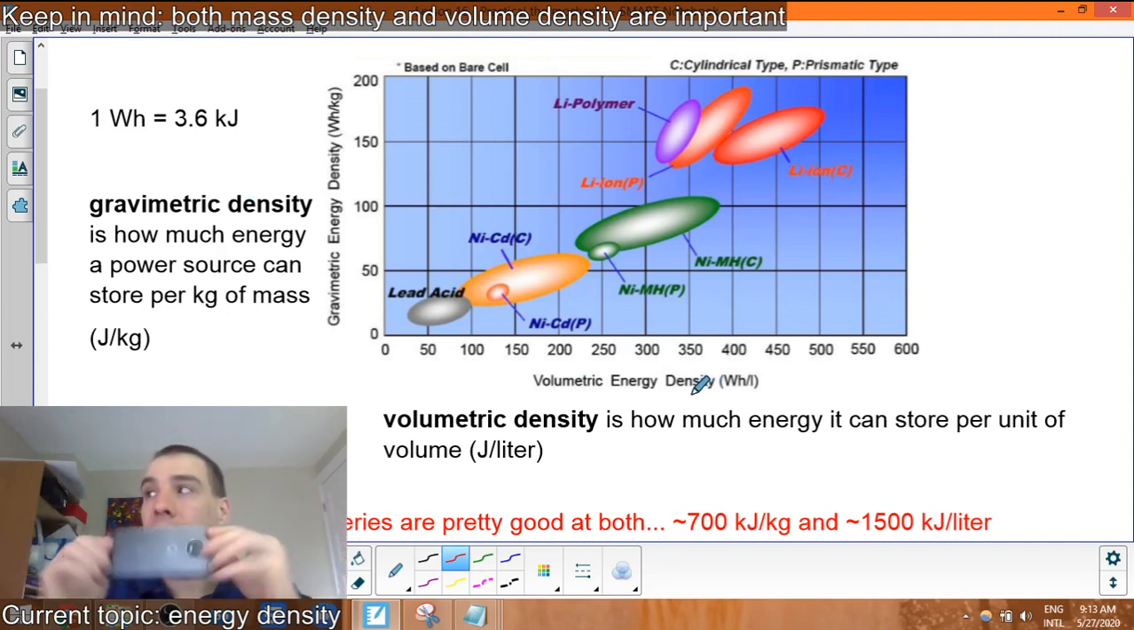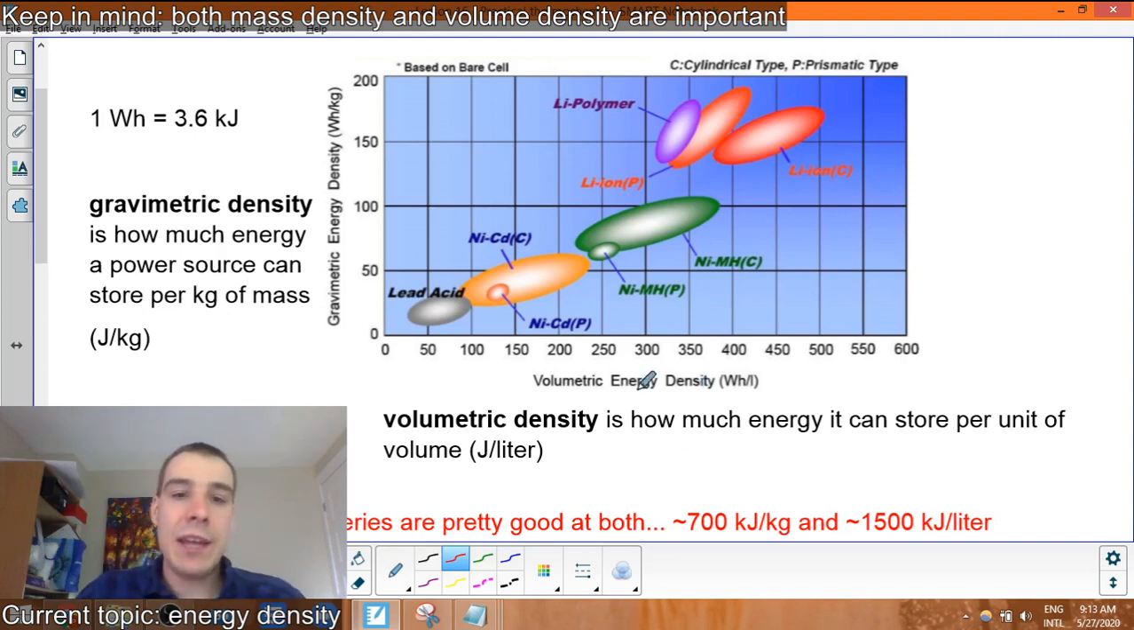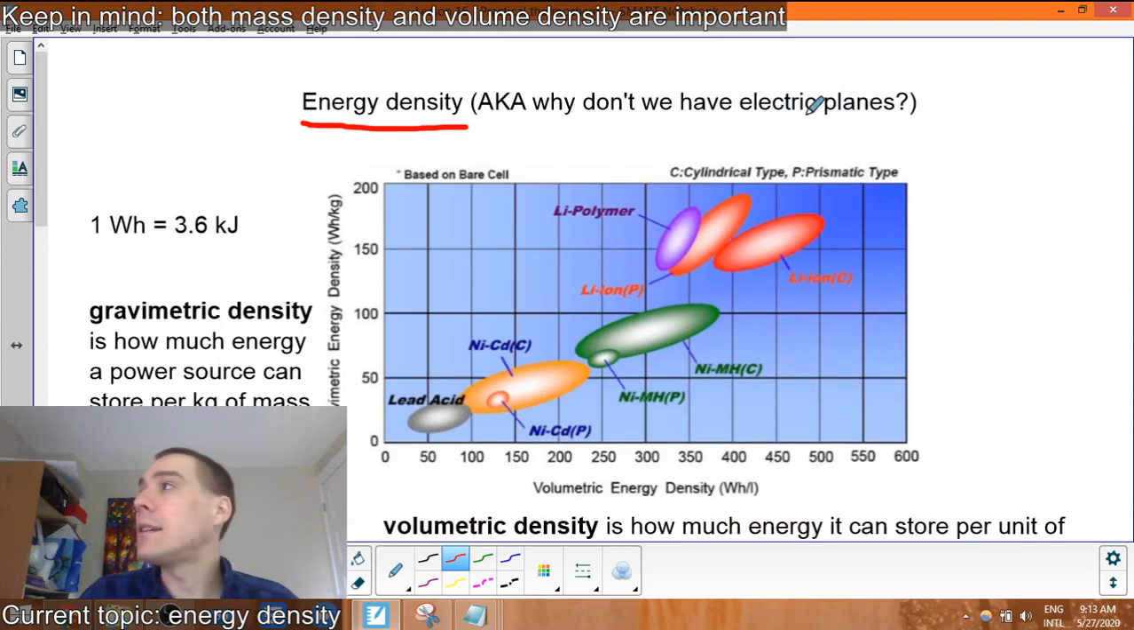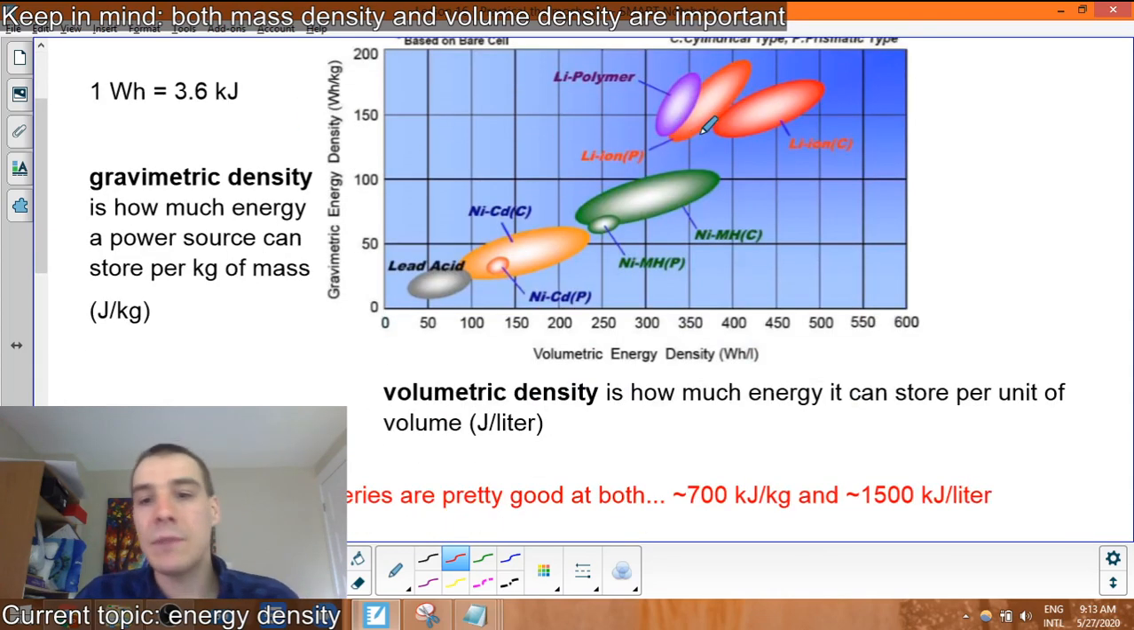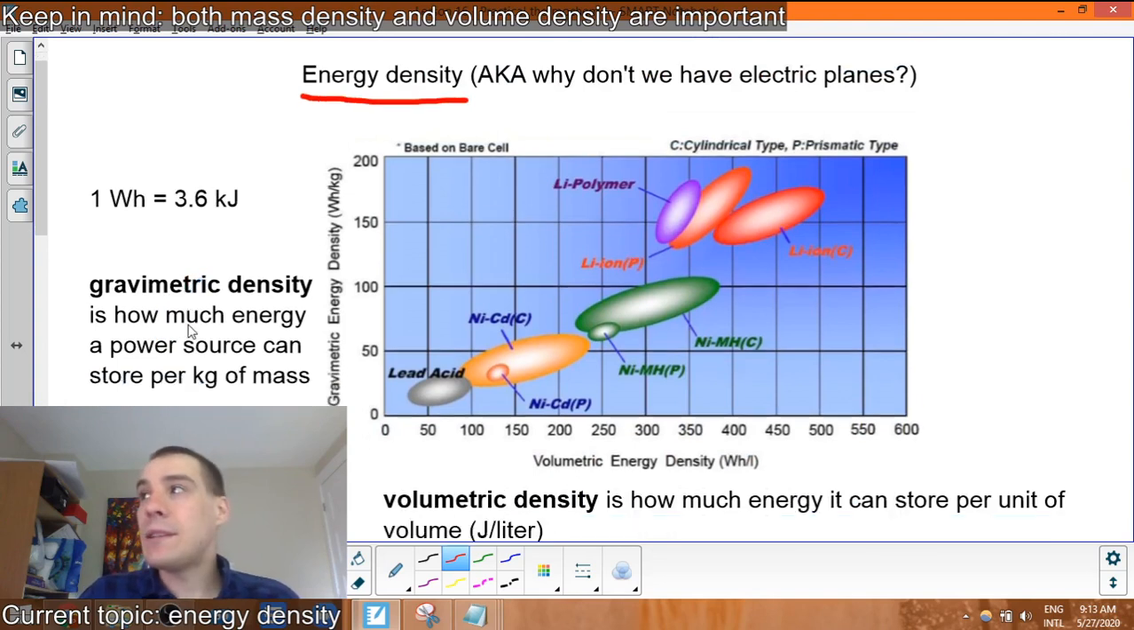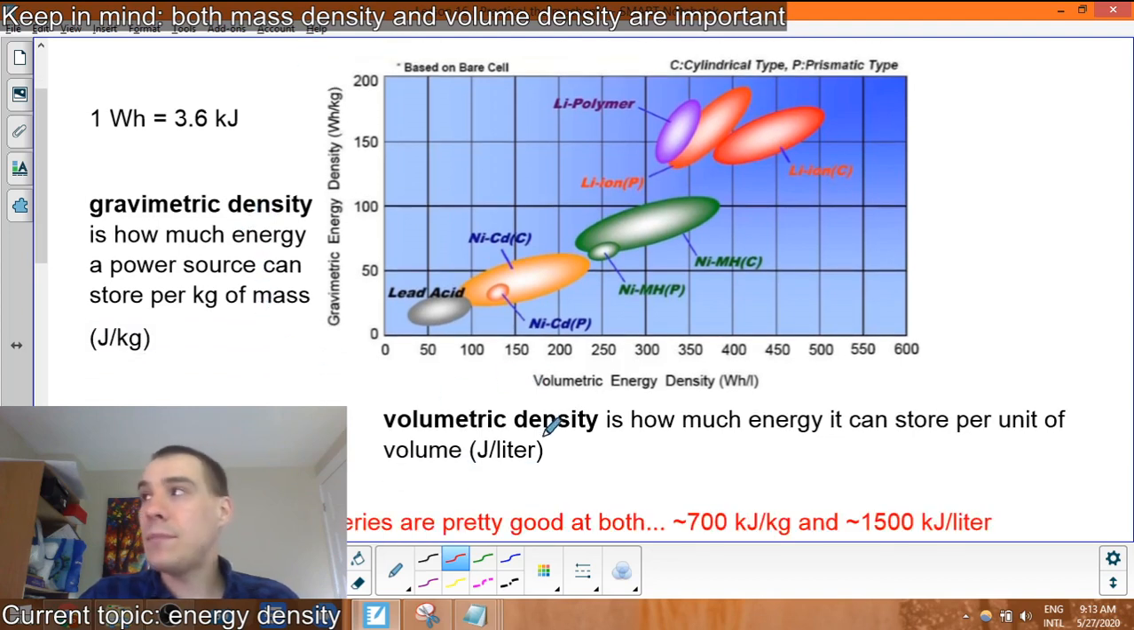Yeah, both are important. We want gravimetric and volumetric density in our energy sources. Both would also be important for an airplane. Remember, our key thing is, why don't we have electric planes? Both are important for an airplane. Gravimetric because the airplane has to take off, right? And the heavier it is, the harder it is to take off, harder it is to fly. Volumetric because the airplane is pushing through the air.